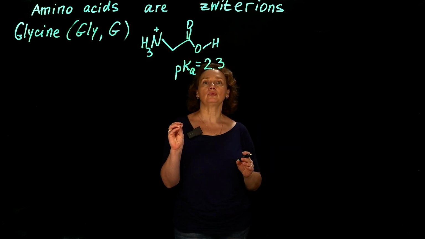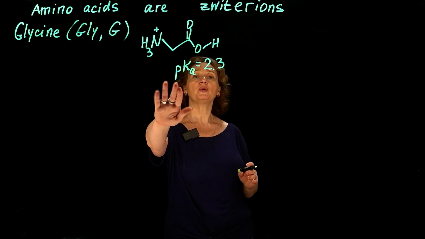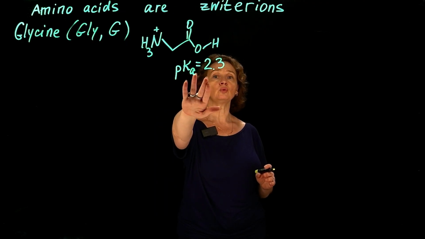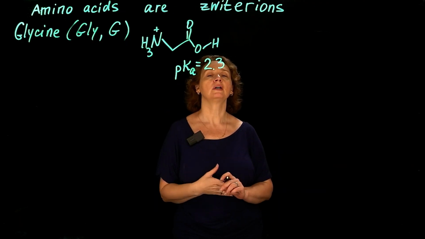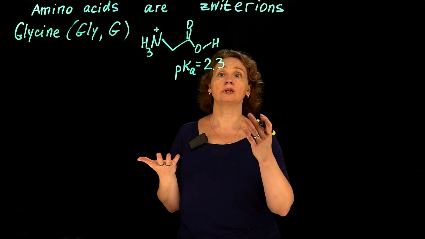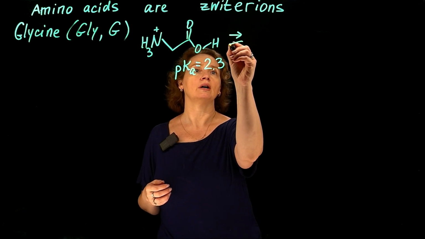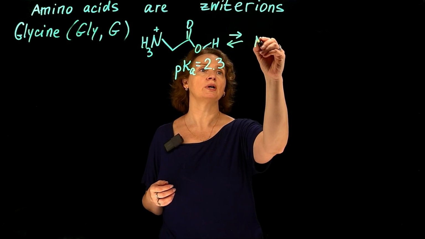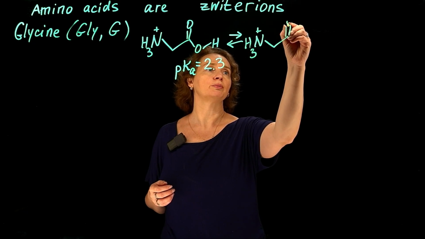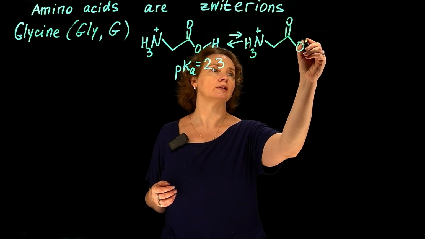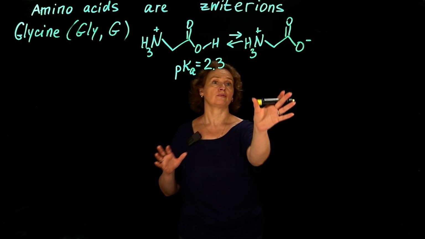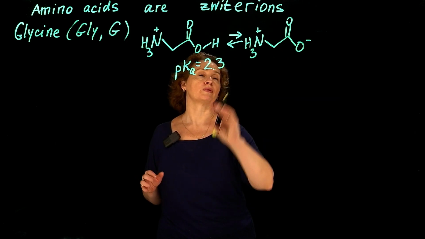So if you have a pH which is higher than 2.3, about 1 unit of pH higher, then you would have deprotonated carboxyl group. So we are going to write this equilibrium. You still have the amino group protonated, but the carboxyl group becomes deprotonated with a negative charge. And of course that is a zwitterion form, right?